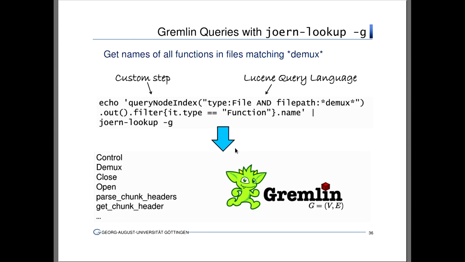But now it gets more interesting. You can also insert these Gremlin queries. Here I've created a custom step known as query node index, and you can pass a Lucene query in here to get a start node. But instead of just returning those nodes, we can now start traversing the graph starting from those nodes. So we can say things like, from those file nodes, go out and filter all the functions. This will give you all the functions and print their name. So suddenly, you're going from files to functions, and you get all the functions in files named demux. Yeah, that's what that looks like.